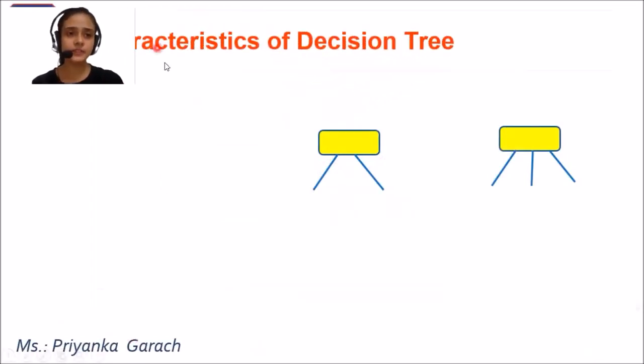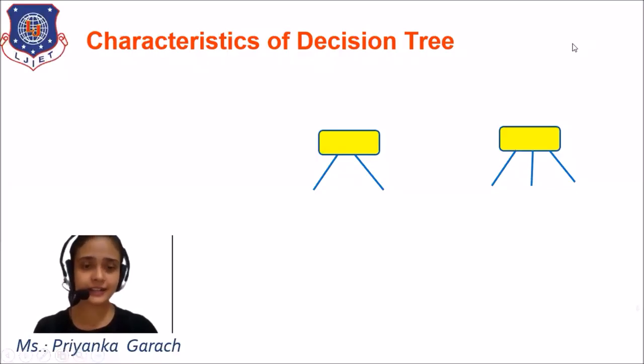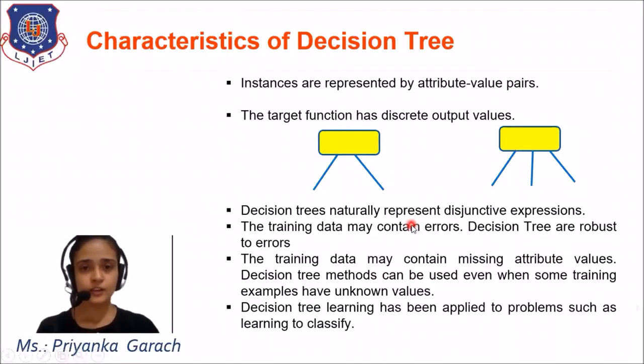Now let's see the next topic, that is the characteristics of the decision tree. Let's see what the different characteristics of the decision tree are. Instances are represented by attribute value pairs. We have seen that if this yellow rectangle is my attribute, then its values are shown by two different branches if it has two values. If it has three different values, then the branches are three like this. If it has four values, then the branches from the internal node will be four.